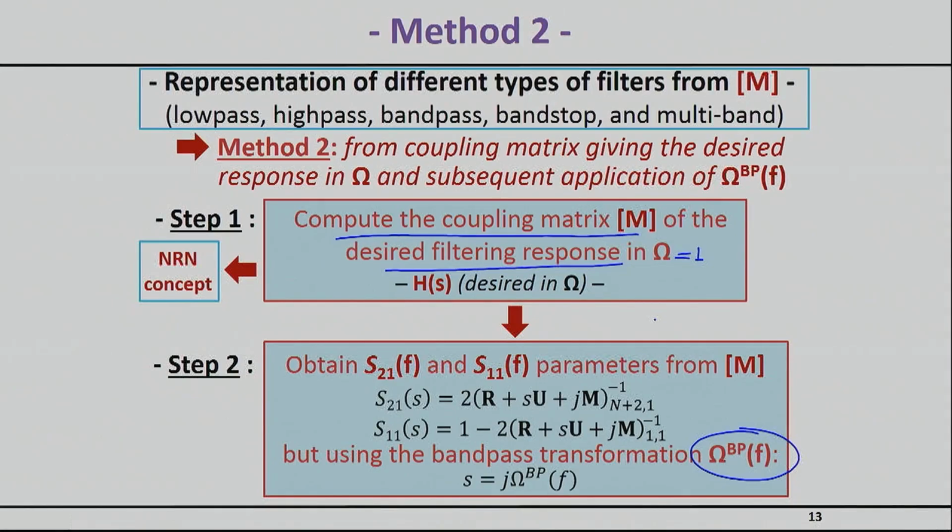So the main advantage of the second technique is that, once again, you preserve the coupling diagram at the very end. In order to do that, we have to introduce a new concept, the non-resonating node, or NRN, as I'm showing here. And I will discuss this in a minute. But the equations we use to calculate the S21 and the S11 are exactly the same as what we had seen before. So remember, we need three matrices. We had the R matrix, we had the U matrix, these are standard matrices, and then we have the coupling matrix M.